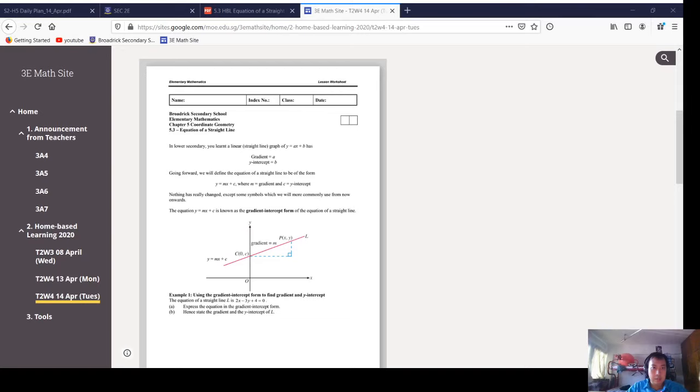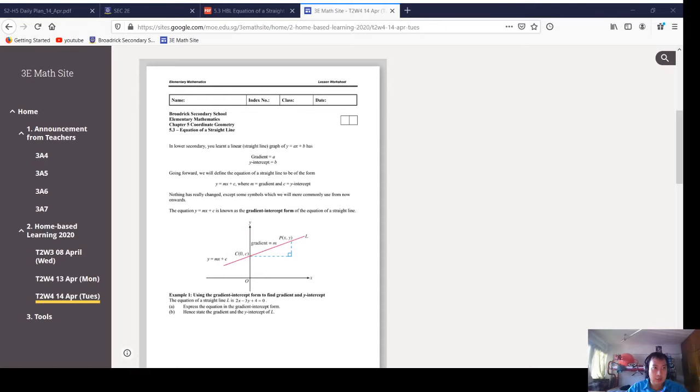Okay, let's take a look at this. This one is quite easy, so I won't go through it. It's just like y equals mx plus c.